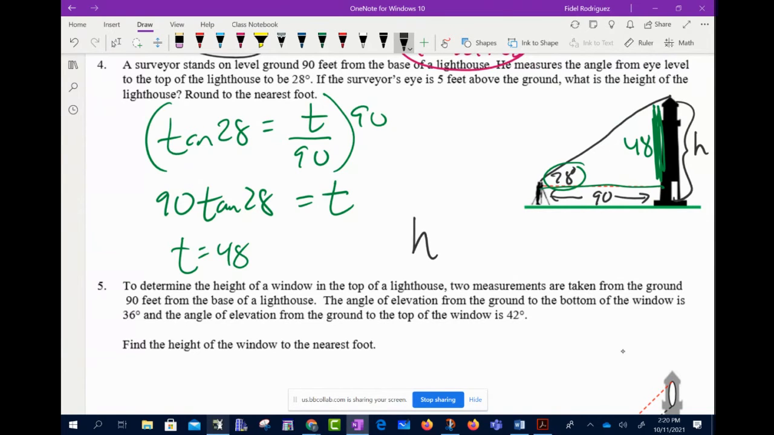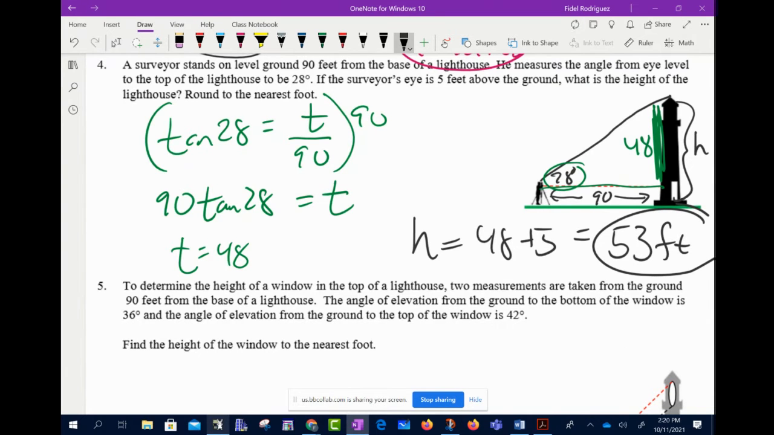But we're trying to find the entire height. How would we find the entire height? Add 5, so 48 plus 5. What's that, 53? 53 feet.